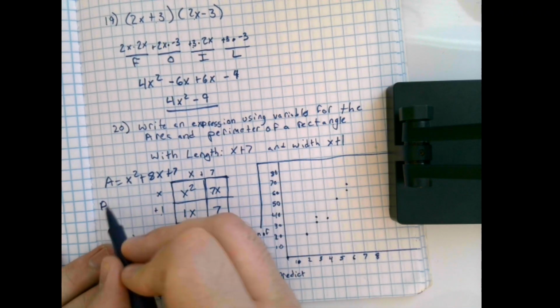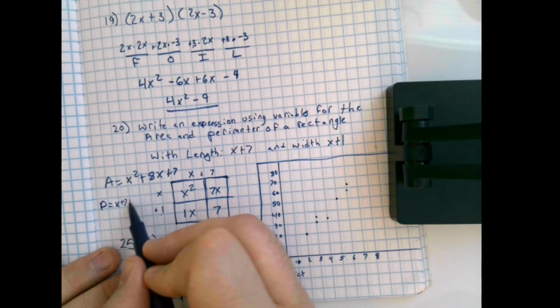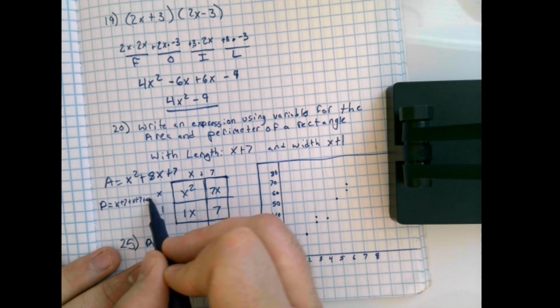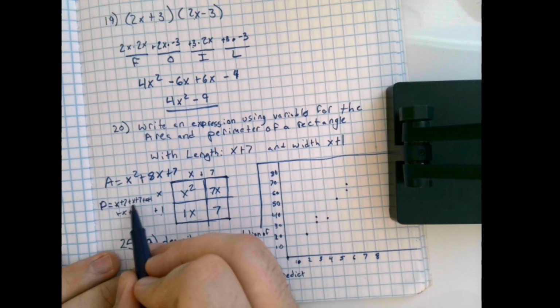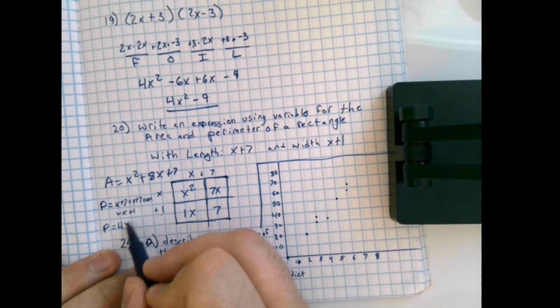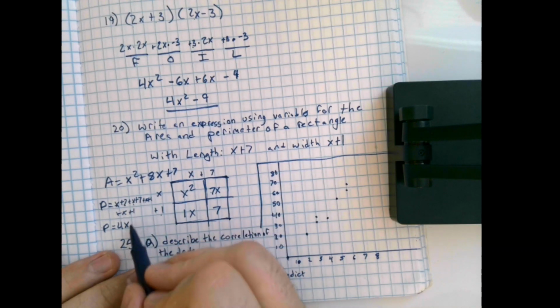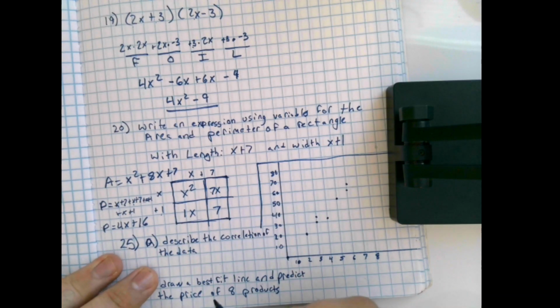The perimeter is going to be x plus 7 plus x plus 7 plus x plus 1 plus x plus 1. There are 1, 2, 3, 4 x's, so perimeter is going to equal 4x. There's a 7, which make 14, plus 1 is 15, plus 1 is 16. So 4x plus 16 for the perimeter.